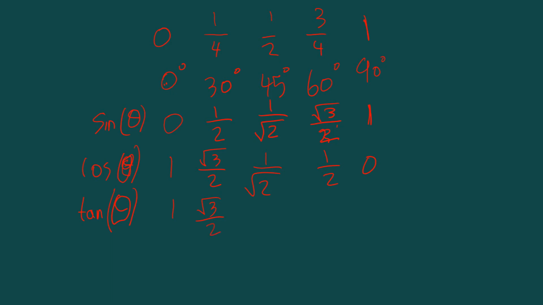1 over square root of 2 divided by 1 over square root of 2 is 1. And finally, not finally, but almost finally, tan of 60 is basically square root of 3. And 1 divided by 0 is undefined. If you saw the graph in the previous slide, you're going to see that the graph does not touch the axis when it is at 90, so it's going to remain high up.